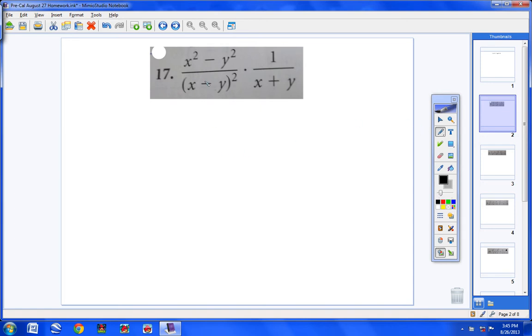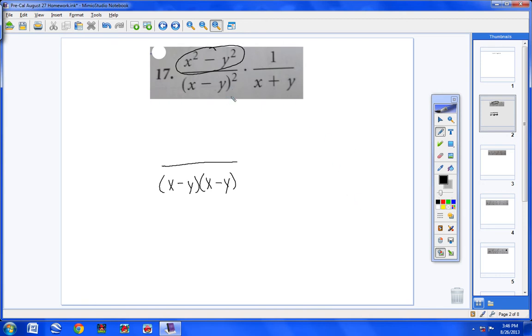I'm going to go ahead and start with this first fraction right here. And notice the denominator, I'm circling it for you, it's x minus y squared. This is not factoring, but I'm going to go ahead and write it like this just so we can see both sets of parentheses. Now let's go ahead and deal with this top part of the fraction right here.